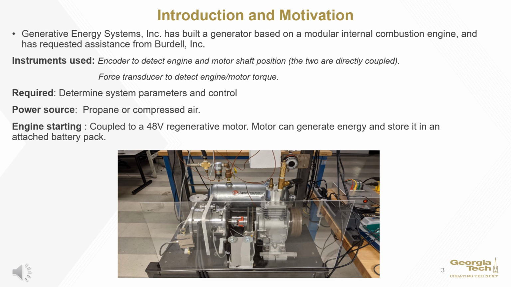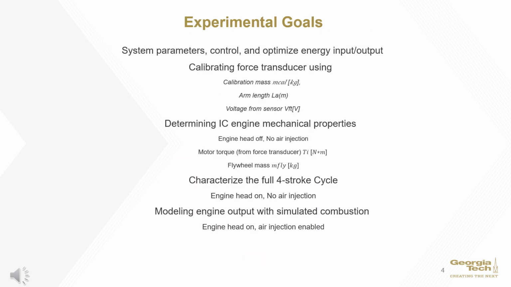The system is powered by compressed air, but it can also be operated on propane. To start the engine, a 48-volt regenerative motor is used to turn the engine. The same motor can also be turned by the engine to generate energy, which is stored in a battery. The goals of this experiment are to identify the system parameters, control, as well as optimize the energy output.